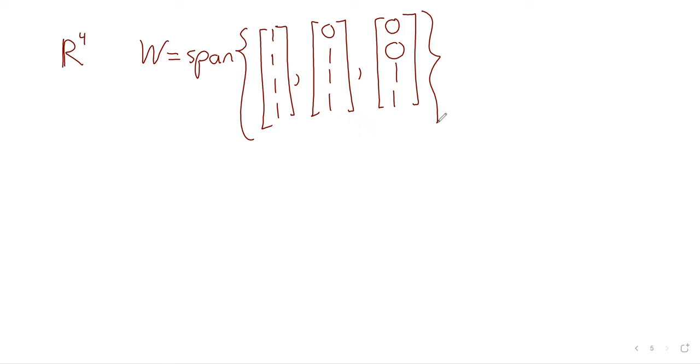We'll label these x1, x2, x3. Going through the Gram-Schmidt process, v1 is just x1. So nothing to do there.